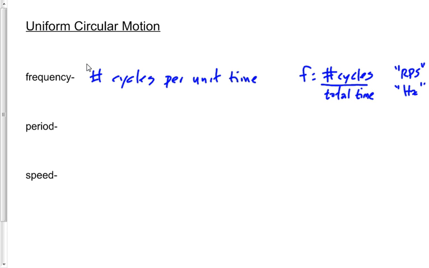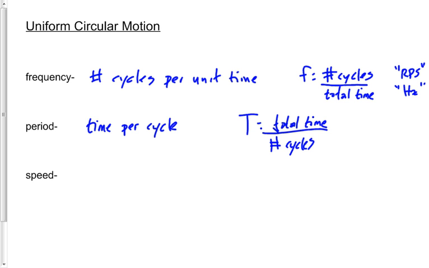Period is exactly the opposite of frequency. If frequency is the amount of cycles per unit time, period is the amount of time per cycle. Well, if it's the exact inverse, then the period, which is given by the symbol capital T, is not going to be cycles over time. It's going to be total time over the number of cycles.